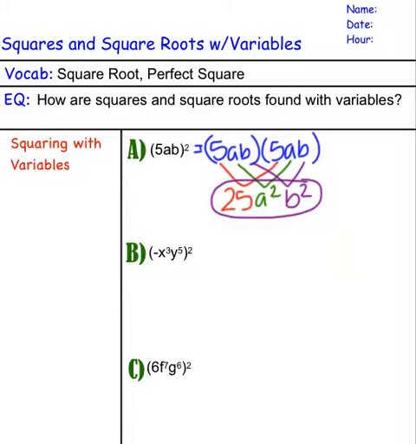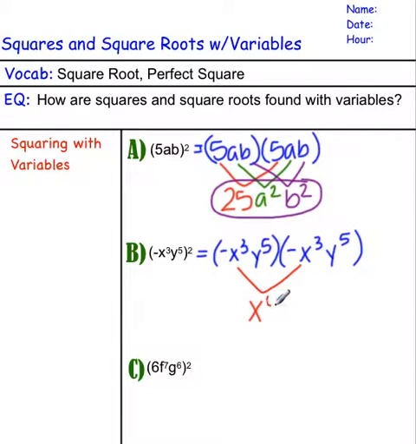Likewise, we have negative x cubed y to the fifth squared, which means we're going to take negative x cubed y to the fifth times negative x cubed y to the fifth. When I multiply this out, I'll take negative x cubed times negative x cubed, which negative times negative is positive. X cubed times x cubed is x times x times x times x times x times x, which means I'm going to have x to the sixth.